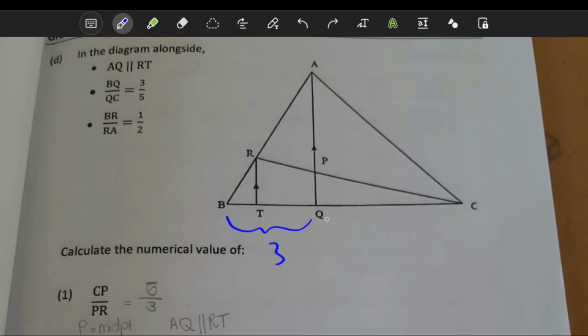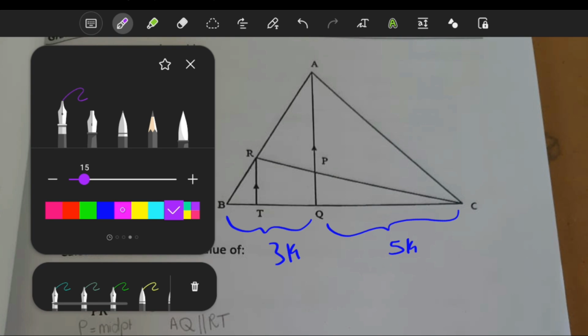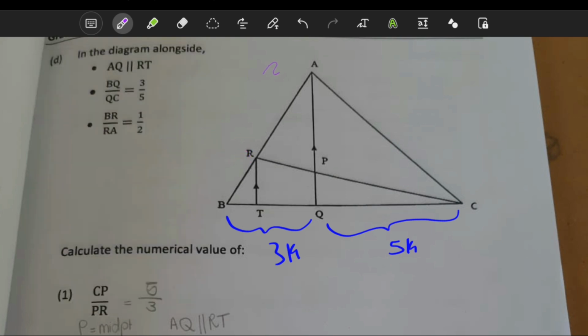Yeah, 3 to 5. Okay, this one is kind of strange, but hey, gotta do what you gotta do, right? Anyways, and then the SS, they also said here BR. Let me put a variable here, variable K. They said here BR, where's BR? BR over RA is 1 over 2. Okay, fine. So let us, what color should we use? Purple. So BR over RA is just 1 over 2. So let's use a variable, 1x and then 2x.